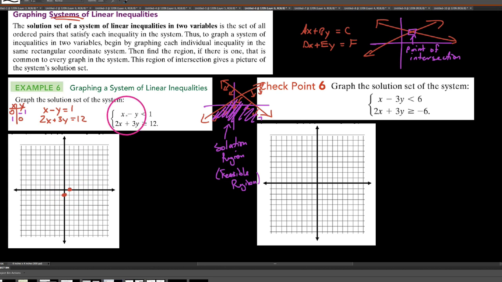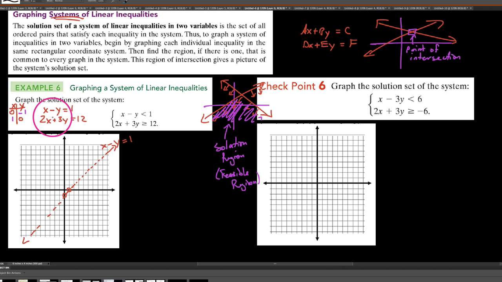Since we're graphing the first one here, we would want to graph this with a dotted line. I'm going to put open dots at the intercepts, because they wouldn't actually be a part of the solution set. We're going to put a dotted line through these, and make sure that we label it. So to label this, we would say that this is x minus y equals 1.